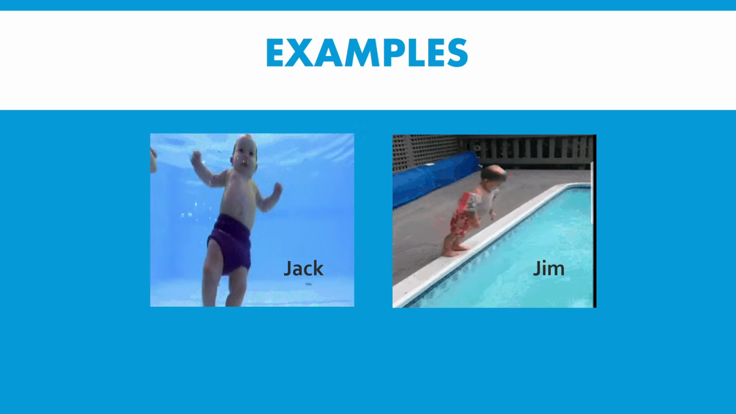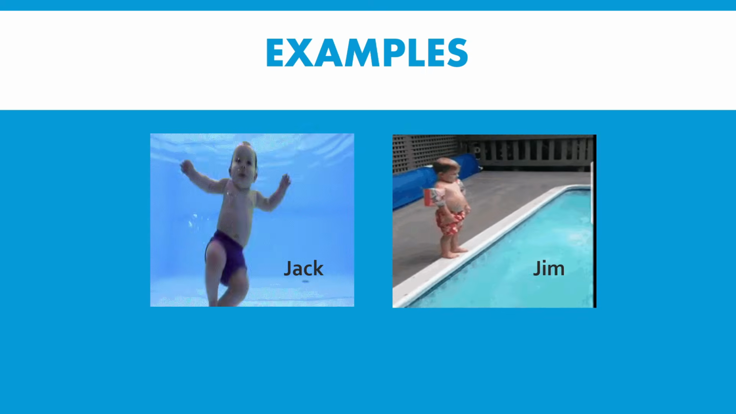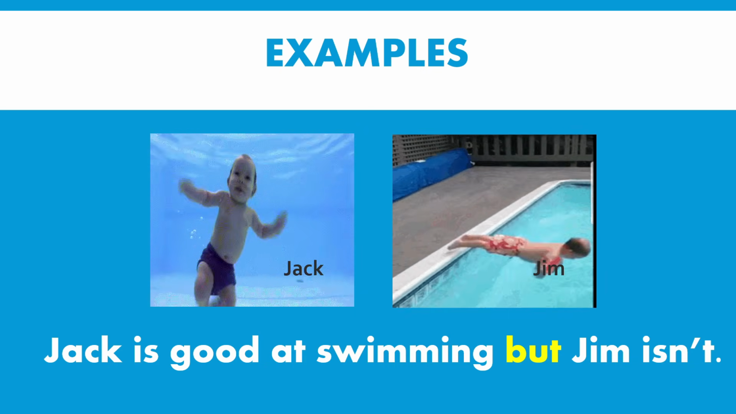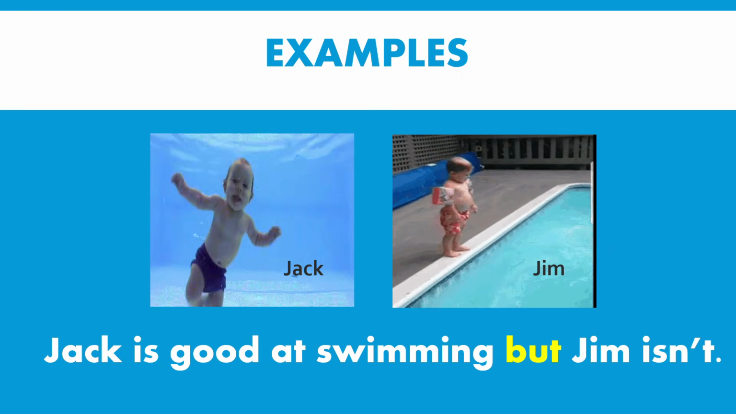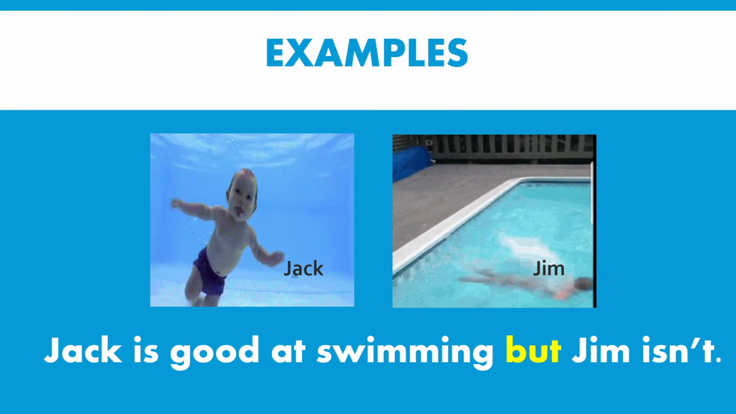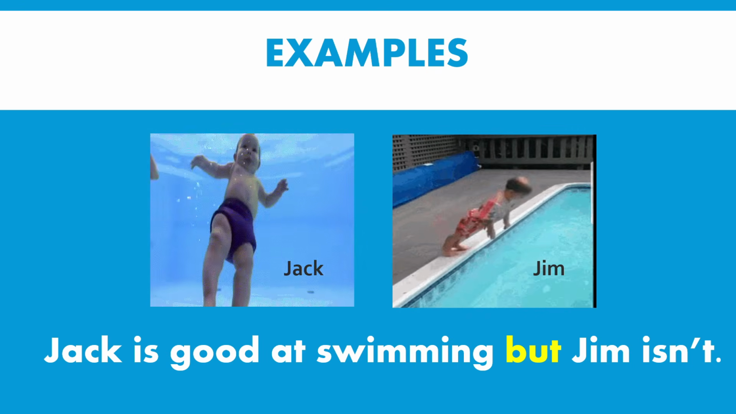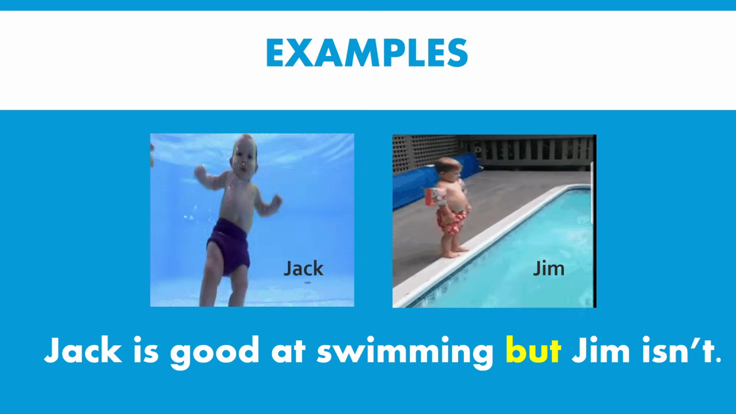Obviously, Jack is better in swimming and Jim isn't. Correct? So this is the sentence: Jack is good at swimming, but Jim isn't. Why do we use "but"? We use "but" when there are two contrasting ideas, which means the first idea is different from the second idea.